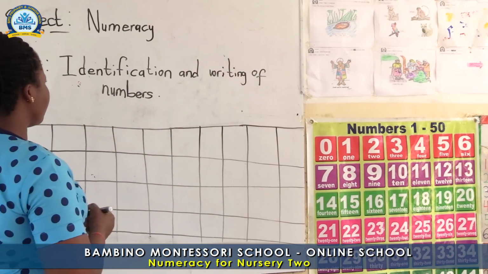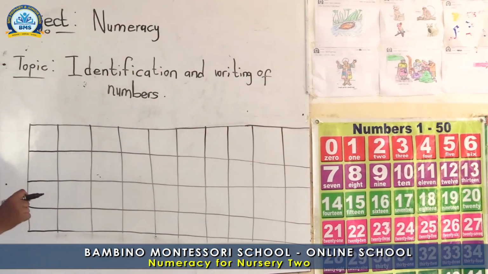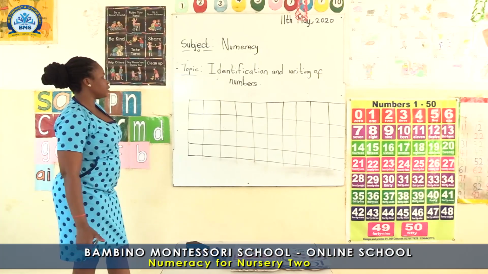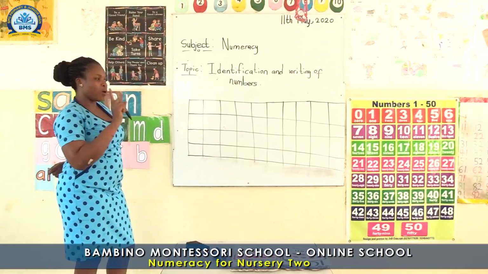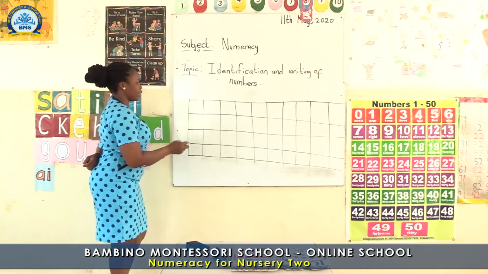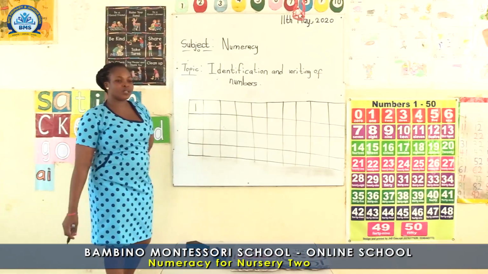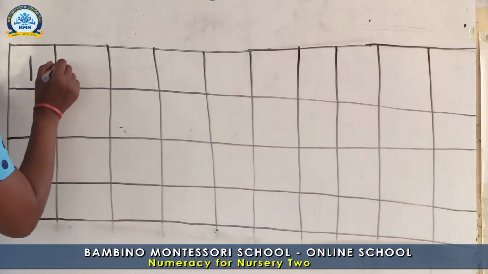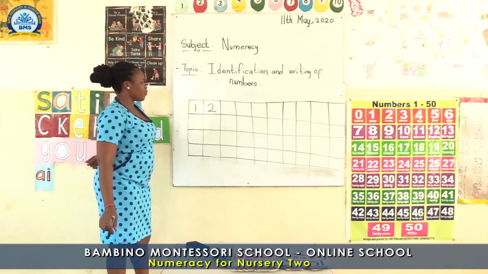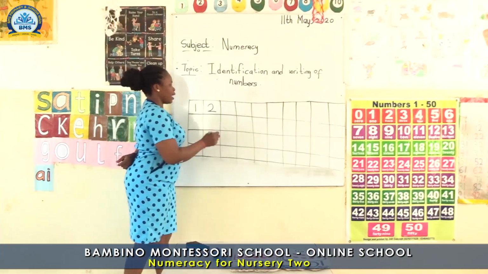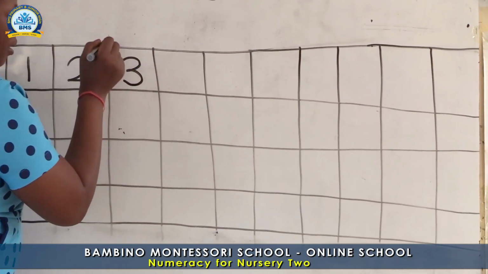Okay, so now we are going to write our numbers from 1 up towards 30. When we are writing our numbers, the first number we have to write is what? 1. And how do we write 1? A stroke. From 1 we go to what number? 2. A curve and a dash. From 2 we go to what number? 3. A curve and a curve.